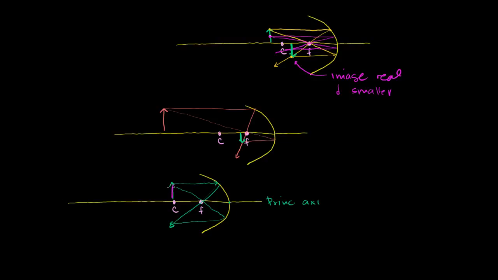So this is the object, and now its image is just an inverted version of this object. The rays converge at the same distance from the actual mirror as the actual object, and it's going to be the same size, just inverted. So here the image is real and the same size as the object.